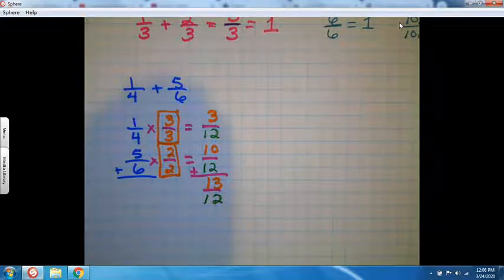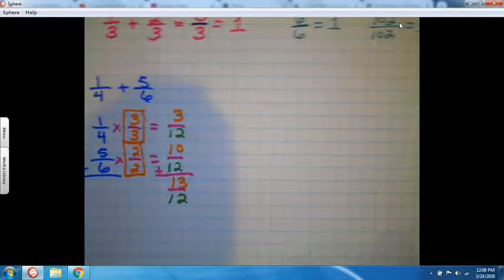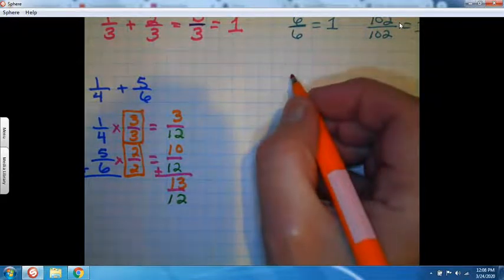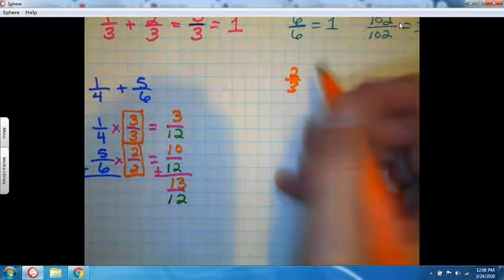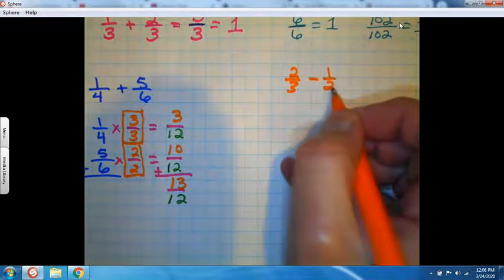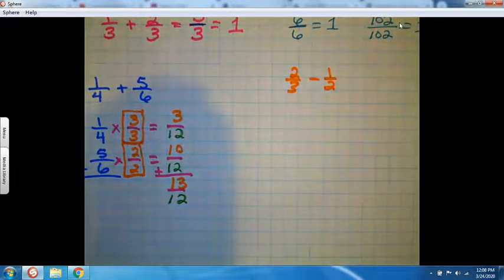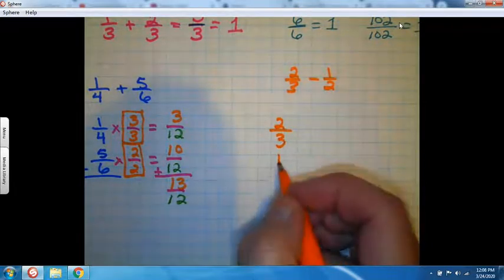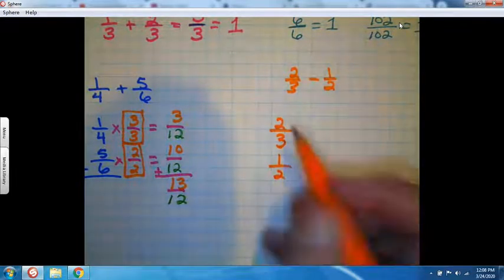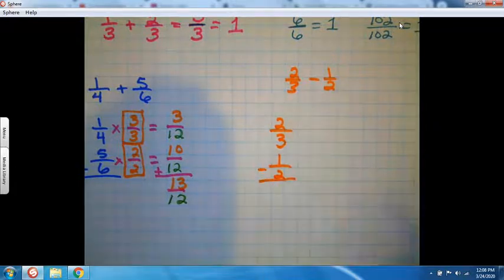Let's do another one. Let's do a subtraction. Okay, so I'll do a subtraction right here. It's the same thing. So if I have 2/3 minus 1/2, my denominator is not the same. So I have to get out my toolkit and I have to change the format. So 2/3 and 1/2. Make sure you copy your sign.